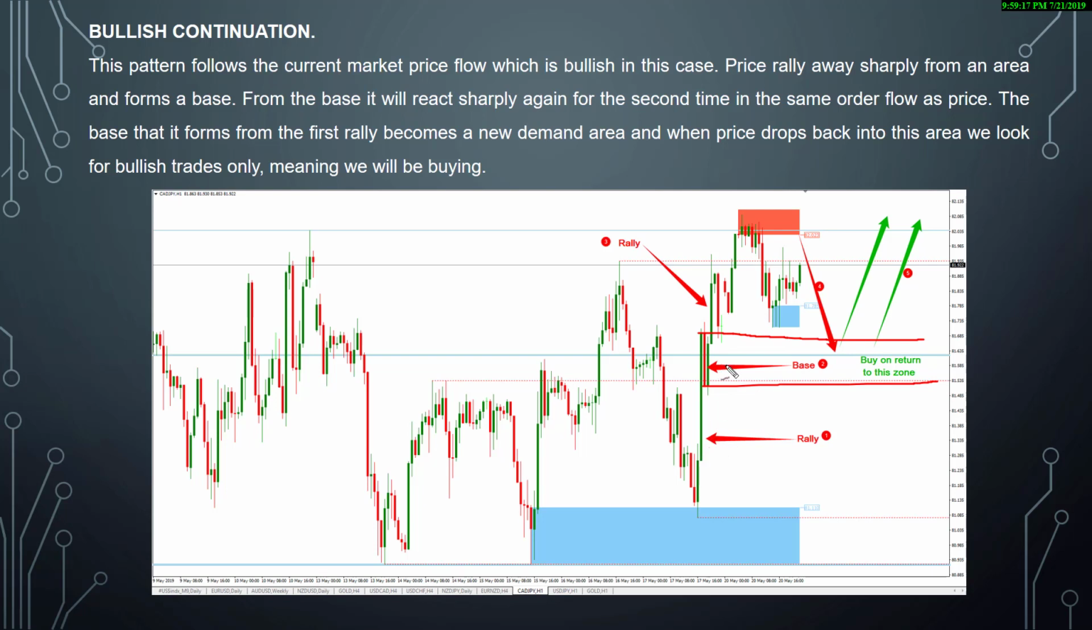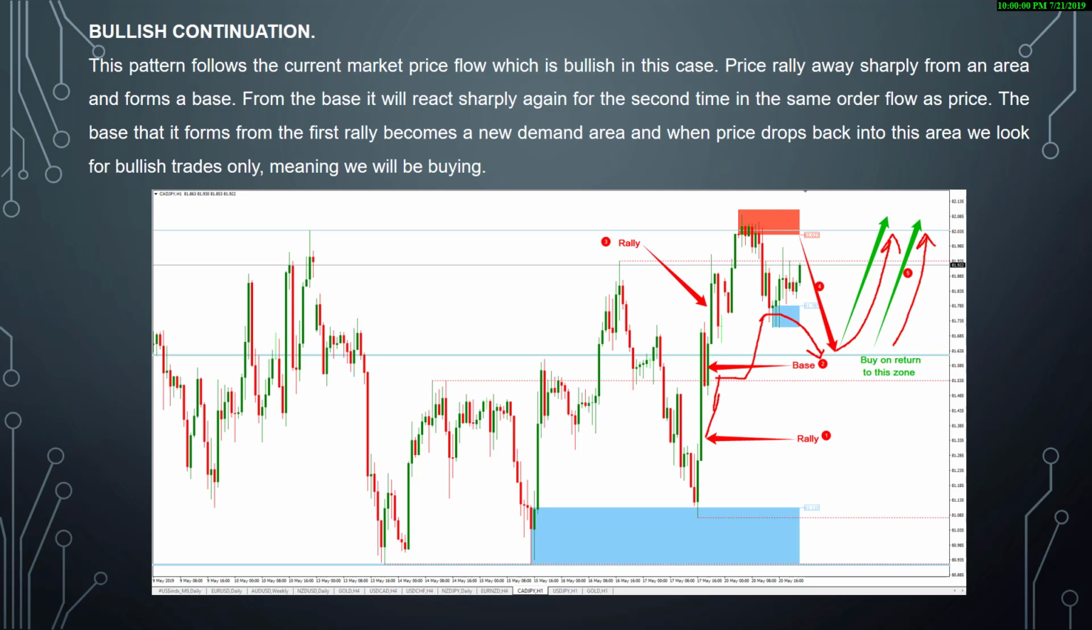You see, we had a rally, base, and another rally. Remember, when it's bearish, it's a drop, base, drop. When it's bullish, we talk of rally, base, rally. So when you look at the asset and you have correctly identified rally, base, rally, then when the market comes back into the base that was formed during the first rally, you look for long positions.